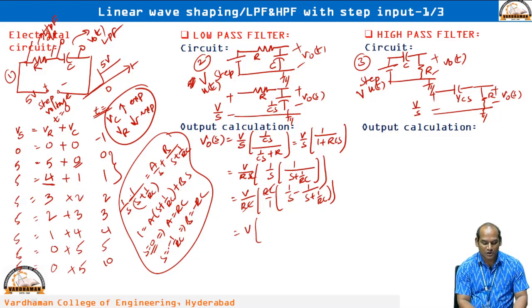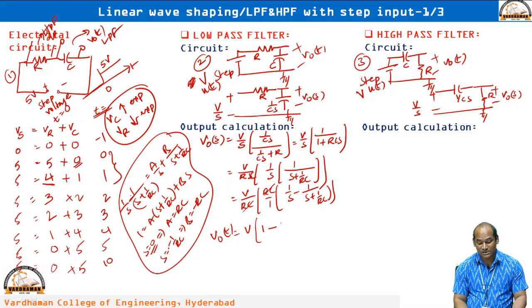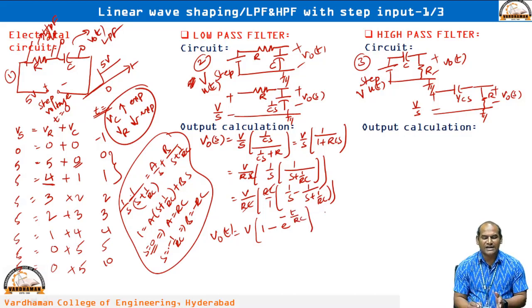Now apply the inverse Laplace transform. 1 by S, what is the inverse Laplace transform? U of t. So, U of t I will write later. 1 by s plus a, the inverse Laplace transform is e power minus at u of t. What is a here? 1 by RC. So, e power minus a t, where a is 1 by RC, so we will get e power minus t by RC into u of t. Anyway, we are working on the right side only, so no need to write u of t. So, this is the output you are getting for the low pass filter.